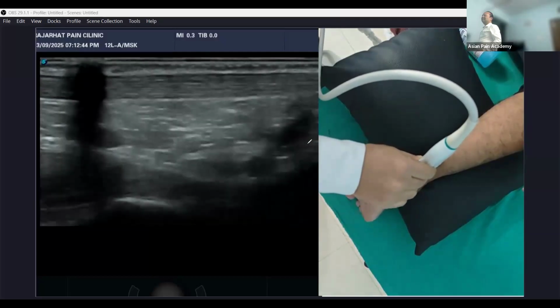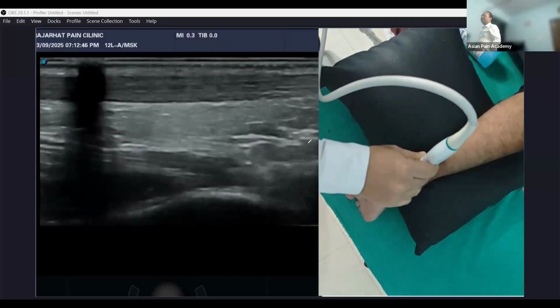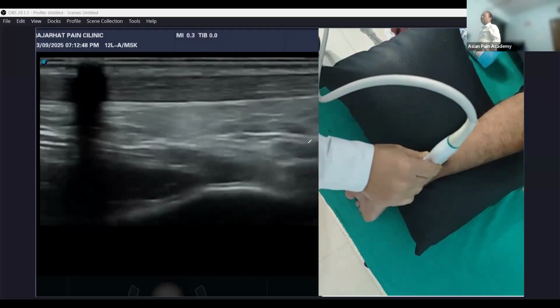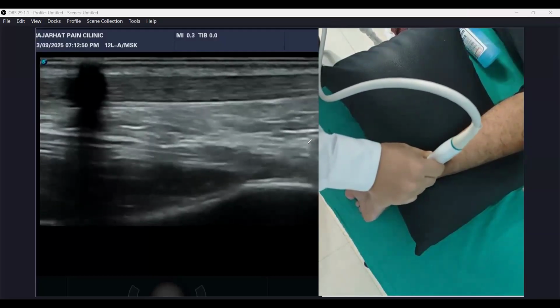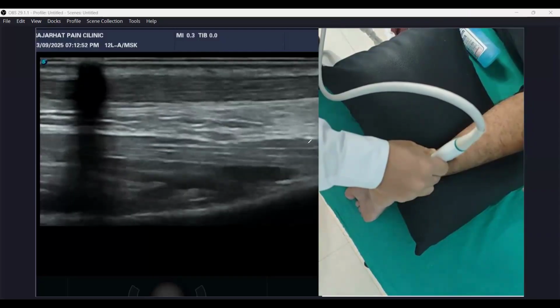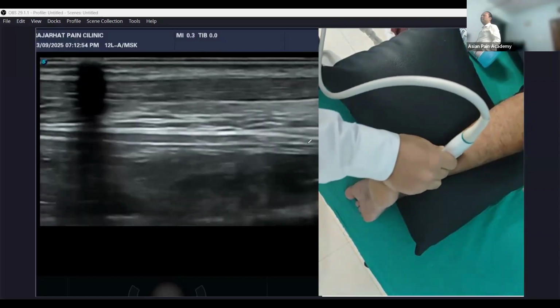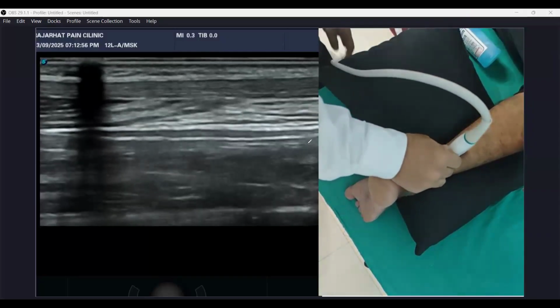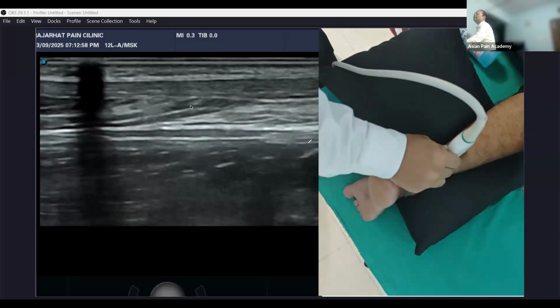So, yeah, I'm going. You see the tendon which I was talking about, that is below. Now I am going up, going up. Now one muscle has started.